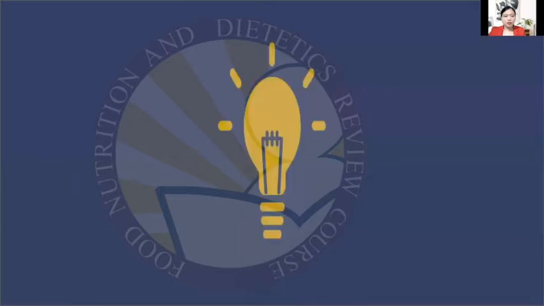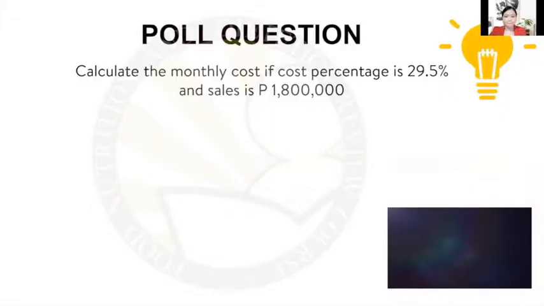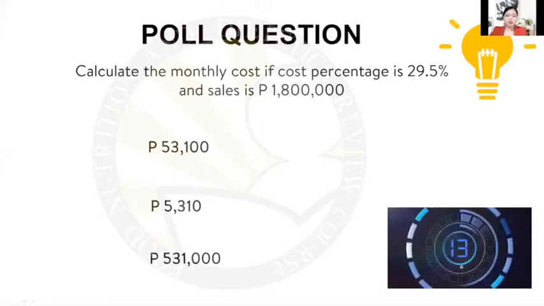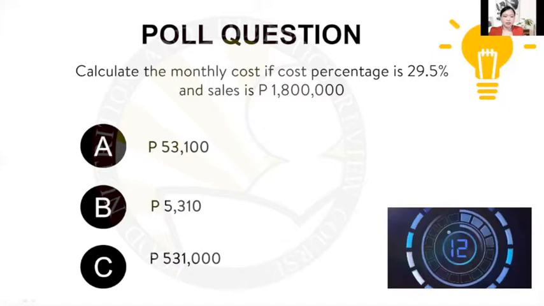Now let us answer this poll question. Calculate the monthly cost if the cost percentage is 29.5% and the sales is 1,800,000 pesos. Is it 53,100, 5,310, or 531,000? You have 30 seconds, 15 seconds to answer. Just type in A, B, or C.